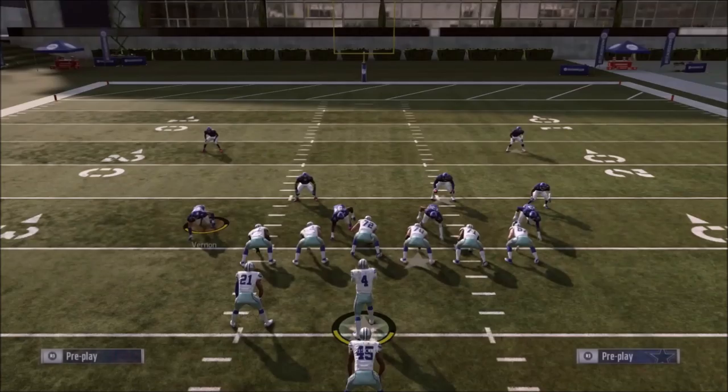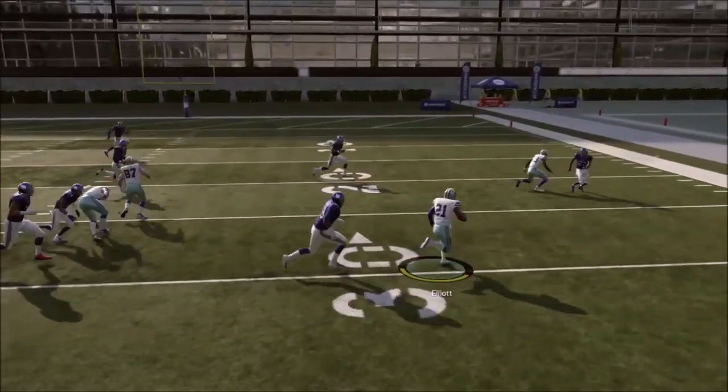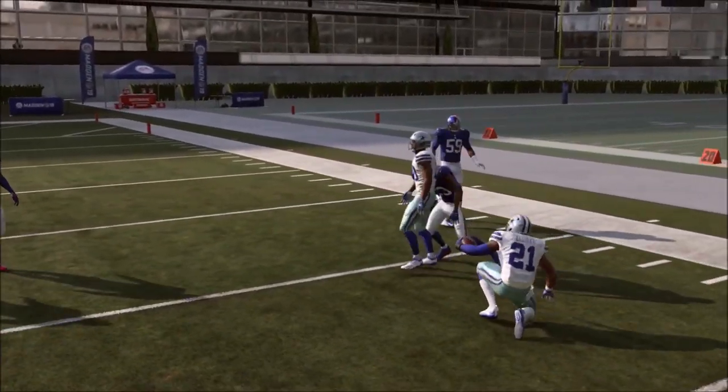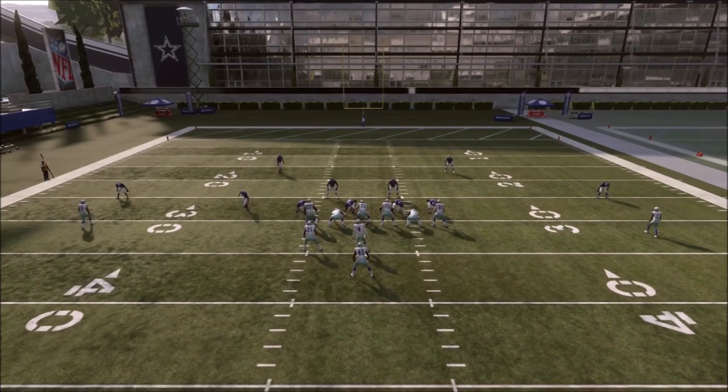I don't know, I'm sure the pistol weak formation is in other playbooks. I just don't know. I always got it from here. Even last year, I ran this play also. It was just as good. Now, from here, you could... I can't audible into it. All right, so let's call timeout.